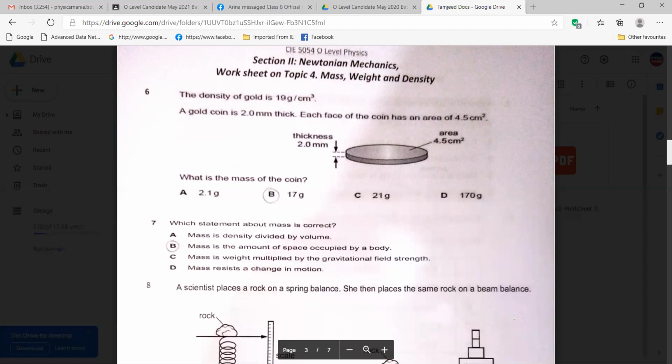Then mass. Here there is one blank space. So there give a star mark and you write: mass is the amount of substance occupied by a body or present in an object.